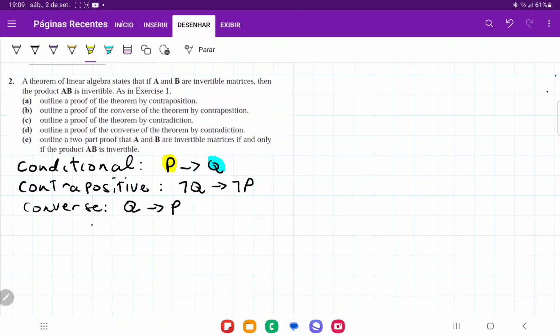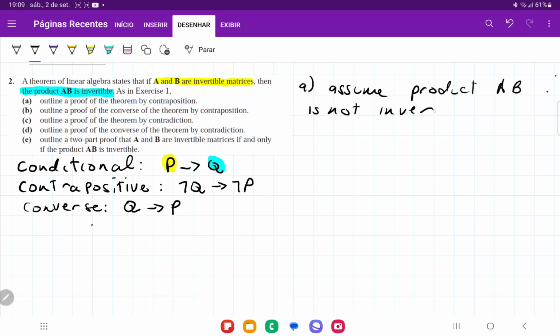So in item A, P is going to be if A and B are invertible matrices, that's our P, and our Q is going to be then the product AB is invertible, right? And so we begin by assuming not Q. So we're going to say A, assume product AB is not invertible. Then we would develop our proof, and then we would show that it leads to not P.